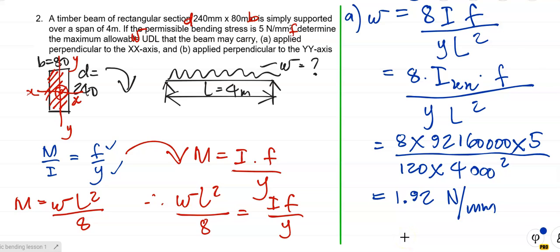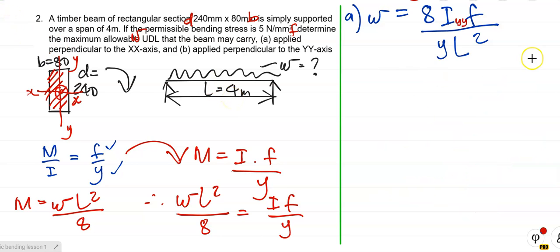Right, number B, it says there, work out the UDL that the beam can carry perpendicular to the y-y axis. That means taking all these factors into account, but the beam is now turned 90 degrees, so that the 80 millimeter is now lying vertical and the 240 horizontal. I'm going to clean the board quickly, we do the calculation and see what we get. Oops, this should be number B. Here we go. Alright, so the formula is the same.